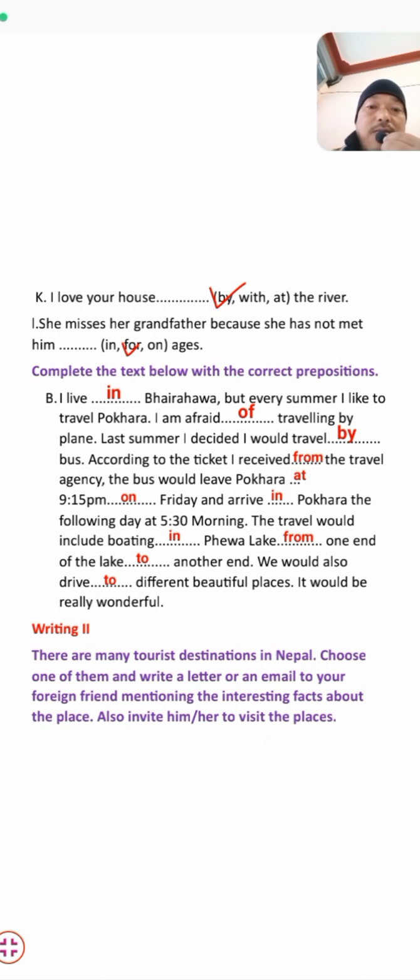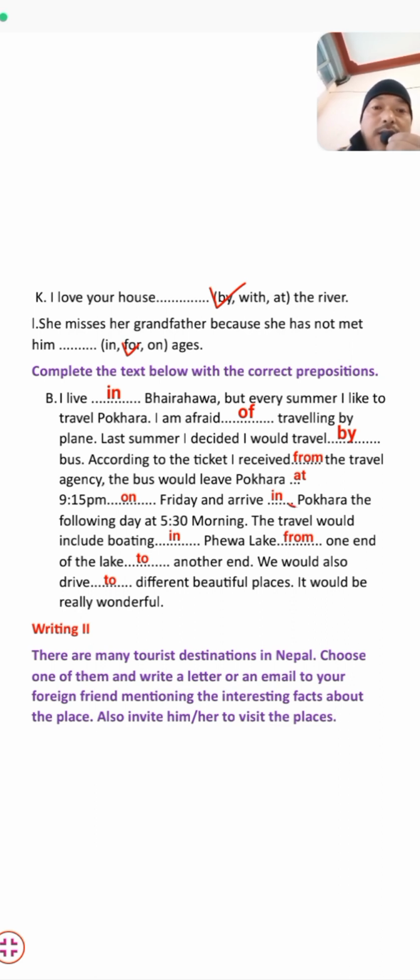Bus would leave Pokhara at, again preposition of time, at. With time we use at. Okay, at 9:15, at 10:15, at 2 o'clock. With time we always add preposition. Again with the date also, sorry, it's the days. Friday, on Monday. So here we use on Friday.